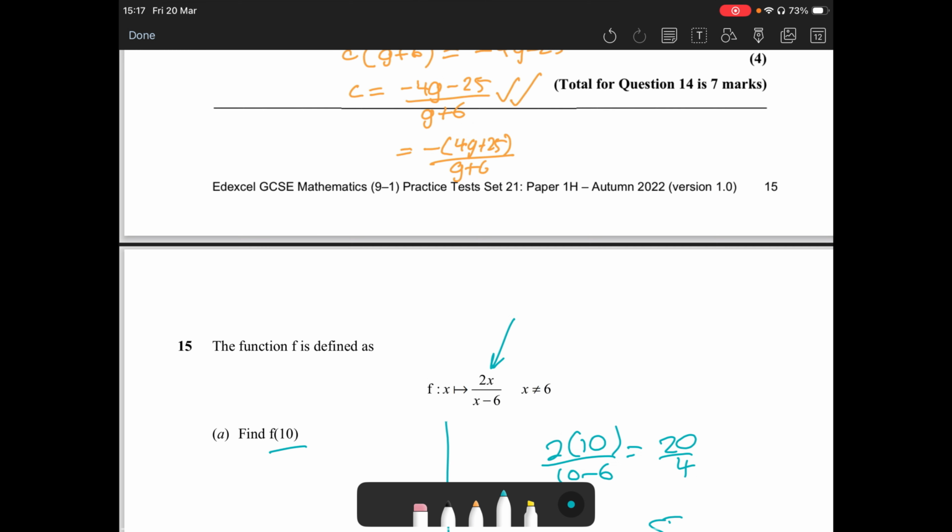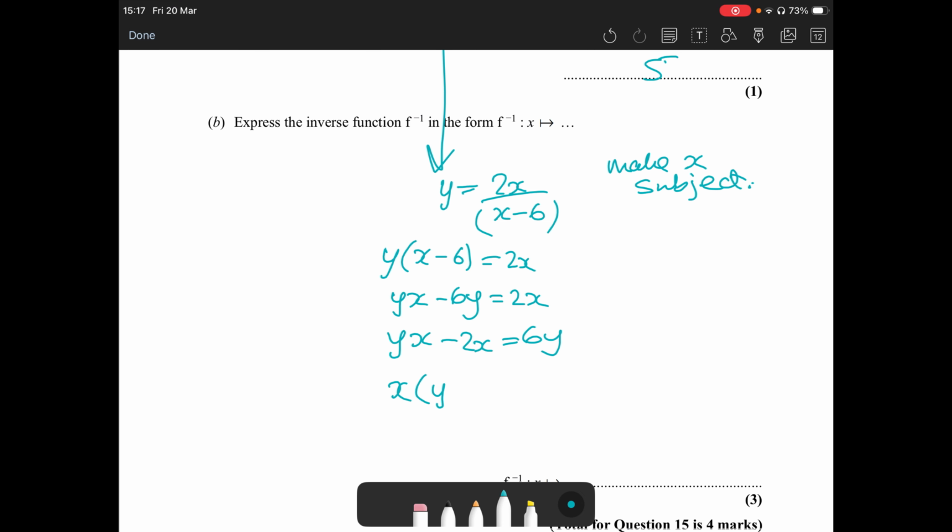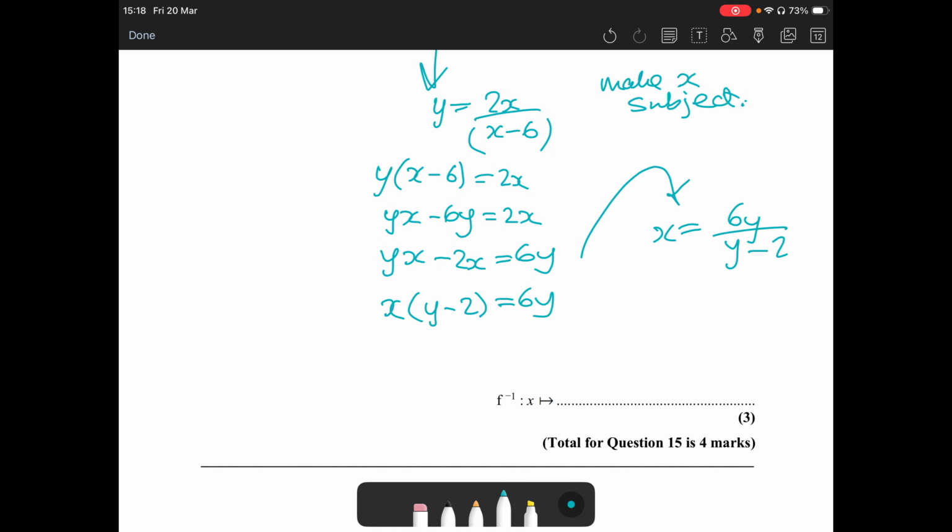So actually, a bit similar to the previous question, times across your bracket, so y bracket x minus 6 equals 2x. So this becomes yx take away 6y equals 2x. Move all your x's to one side. I'm going to move mine to the left and all your y's, or anything without an x, to the right side. Factorize, then divide by the bracket y minus 2. So x equals 6y over y minus 2. Now, the final step, which is a very important one: that is your inverse, but just remember to change all your y's back to x's, otherwise you'll lose a mark. So it's the same thing as what I've circled, but we change all the x's back to y's.